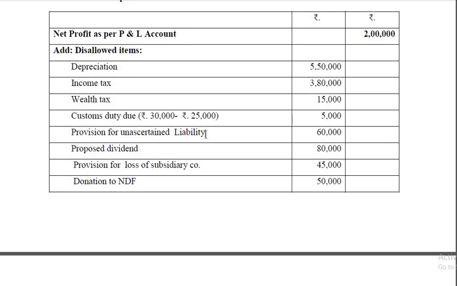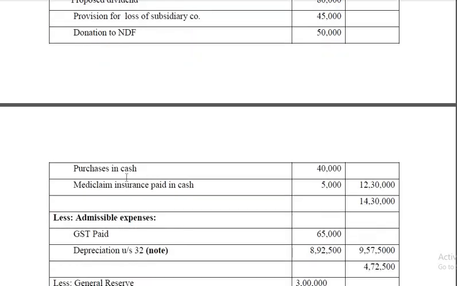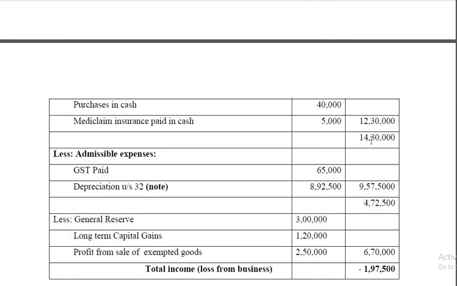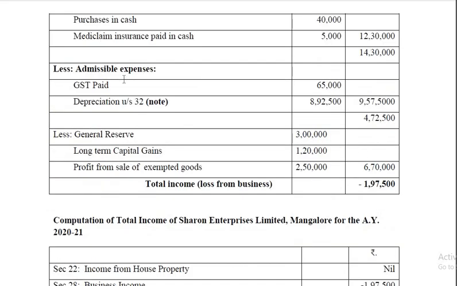Provision for unascertained liability should be added back. Proposed dividend, provision for loss of subsidiary company, donation to national defense fund. And purchase in cash, the entire 40,000 is to be added back. Mediclaim insurance paid in cash 5,000. So 12,30,000 is the total of additions to be made to net profit. So you'll get 14,30,000.